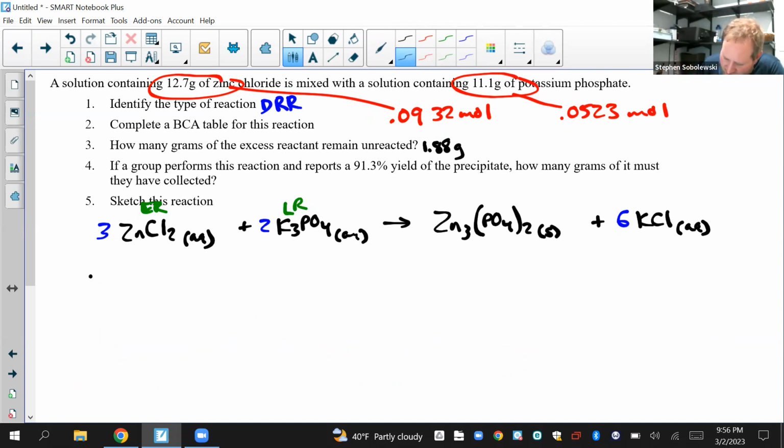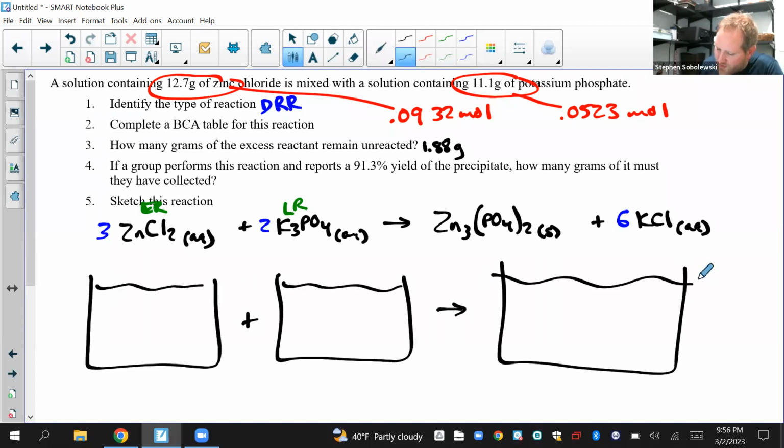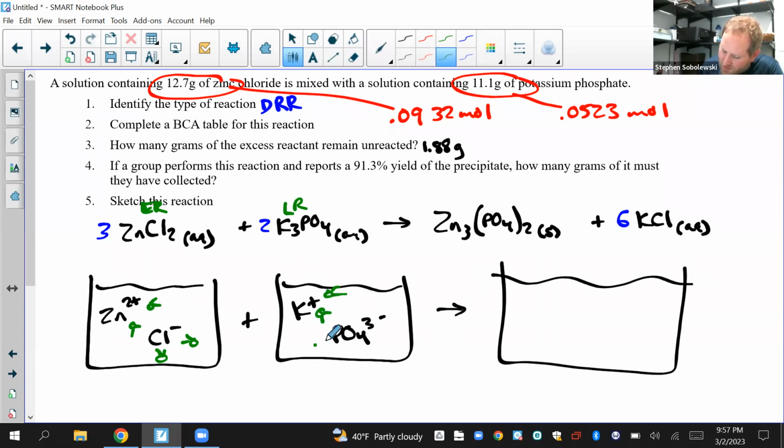All right, so for sketches, I do beaker number 1 plus beaker number 2 yields beaker number 3. I put some water in my beakers because these are aqueous-based reactions. Here I have zinc chloride aqueous, meaning zinc ions and chloride ions, with water molecules pointing toward the zinc and away from the chloride. Here I have potassium ions and phosphate ions, with waters pointing towards the positive ion and away from the negative ion.